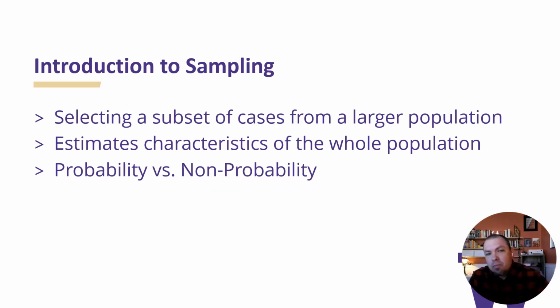So, what is sampling? Sampling is the process of selecting a subset of cases from a larger population. What it does is it estimates the characteristics of the whole population, and we will talk about probability versus non-probability types of sampling.